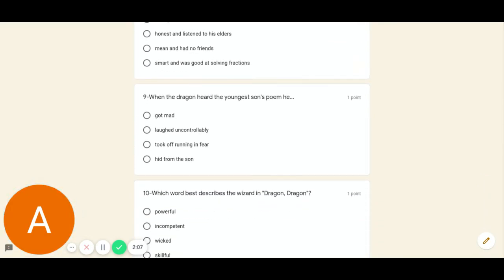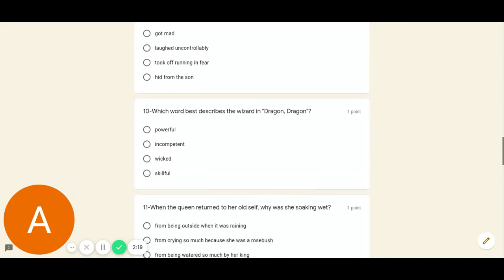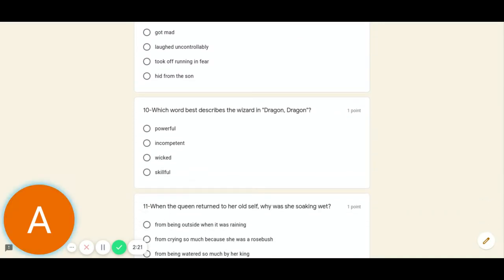Number 9. When the dragon heard the youngest son's poem, he got mad, laughed uncontrollably, took off running in fear, hid from the sun. Number 10. What word best describes the dragon in Dragon Dragon? Powerful, incompetent, wicked, skillful.